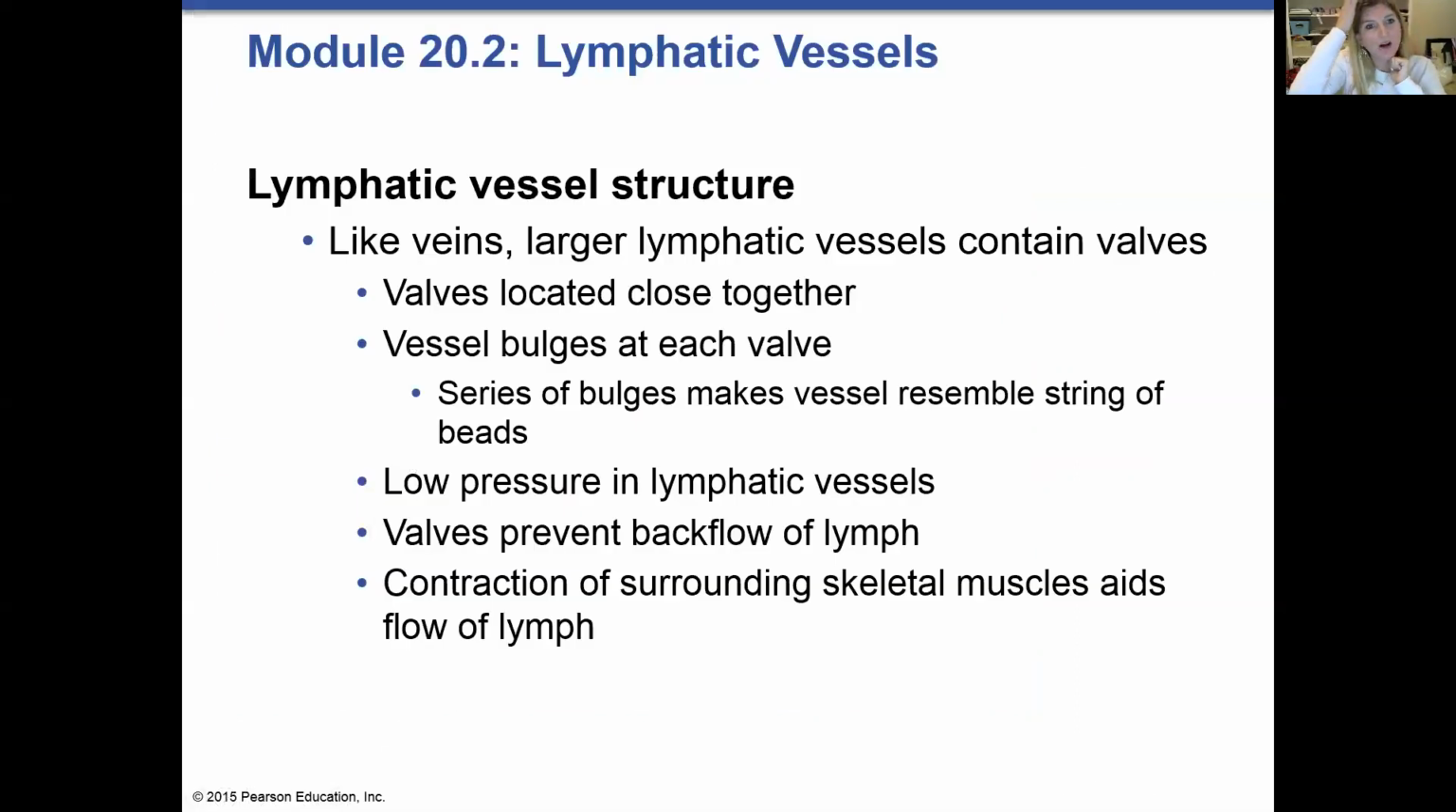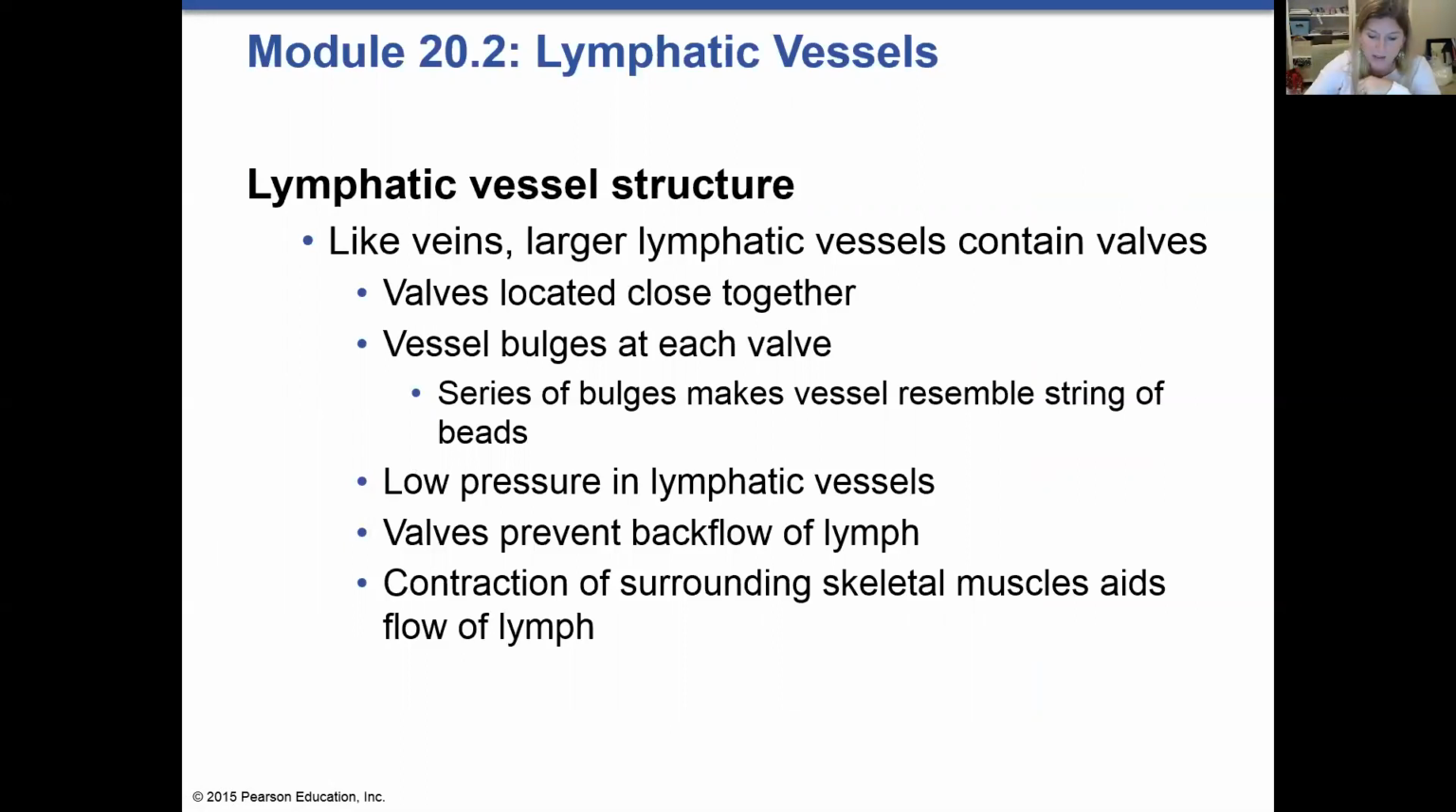So let's talk about how these vessels are structured. They're very similar to veins. The larger lymphatics have valves to help keep everything moving along through those little checkpoints. The vessels are going to bulge at each valve, and so these bulges make the vessels almost look like a string of beads.